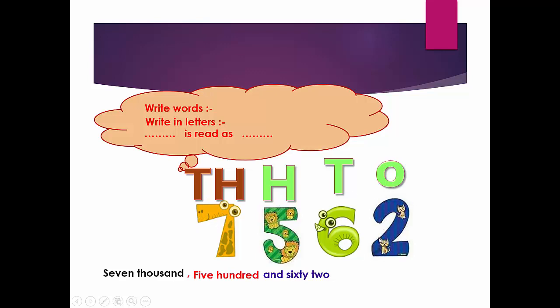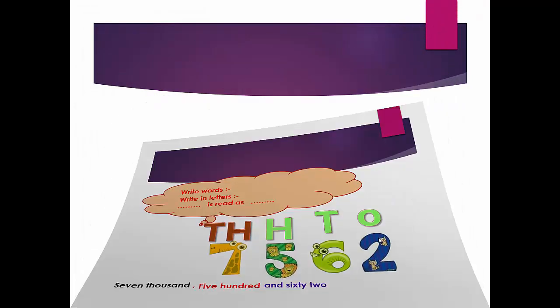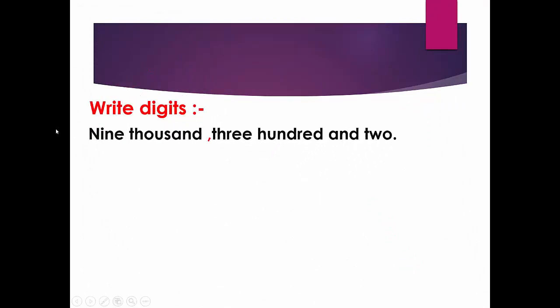7,562. Okay? Let's see another exercise. Here, write in digits. If I ask you to write in digits, 9,302. First, I have to write the places. Ones, tens, hundreds, and the new place is thousands, teacher.